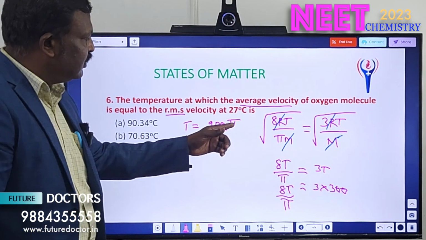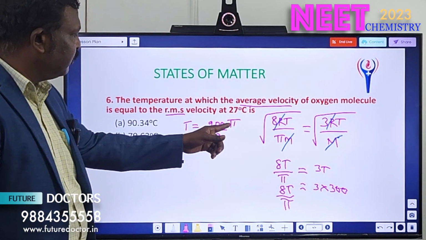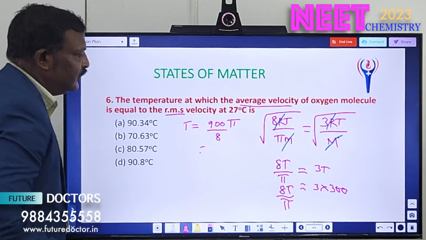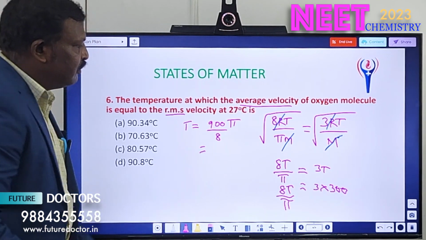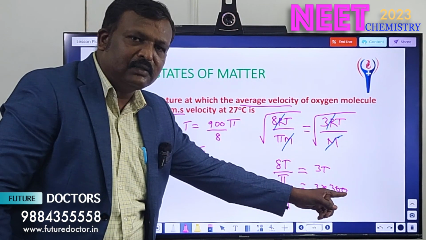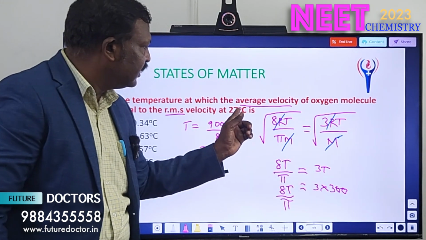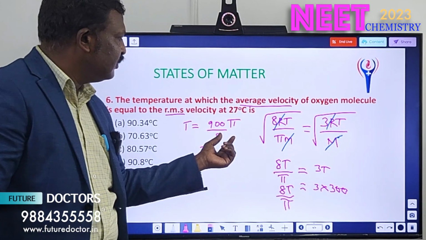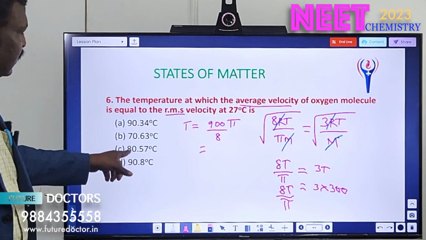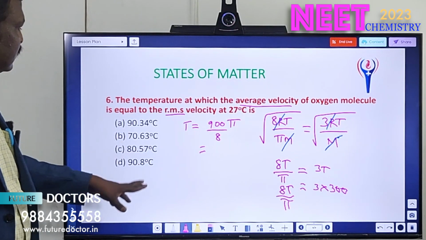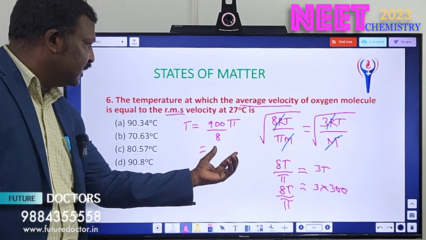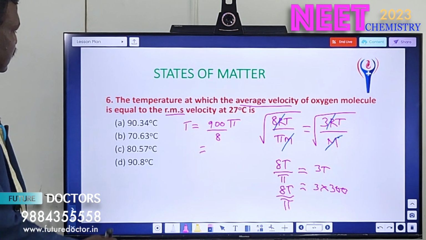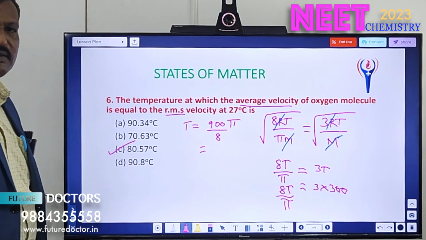Pi means 3.14. If you put it in, we can get one answer. The answer will be in Kelvin, because we put 300, converting 27 degrees Celsius into Kelvin. But see, the options are all in Celsius. So once you get the answer in Kelvin, convert the Kelvin again into Celsius. If you do like this, you get the answer.